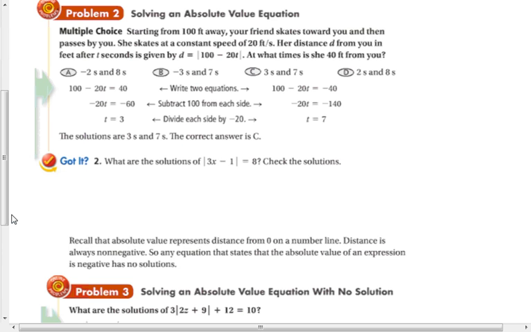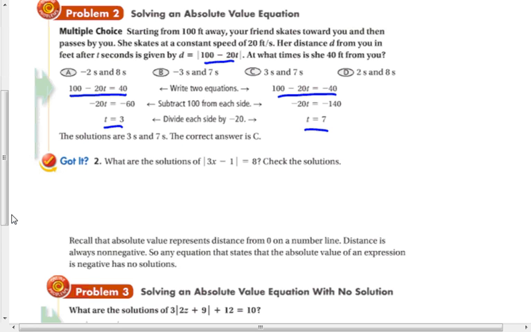So here's an example. It says, starting from 100 feet away, your friend skates towards you and then passes you. She skates at a constant speed of 20 feet per second. Her distance is given by this equation. At what time is she 40 feet from you? So there's 2 times when she's going to be 40 feet from you. When she's 40 feet before you and 40 feet after. So you have positive and negative. Solving both of those using the properties of inequality, you get 3 seconds and 7 seconds. At 3 seconds she'll be 40 feet before she gets to you, and at 7 seconds she'll be 40 feet after.